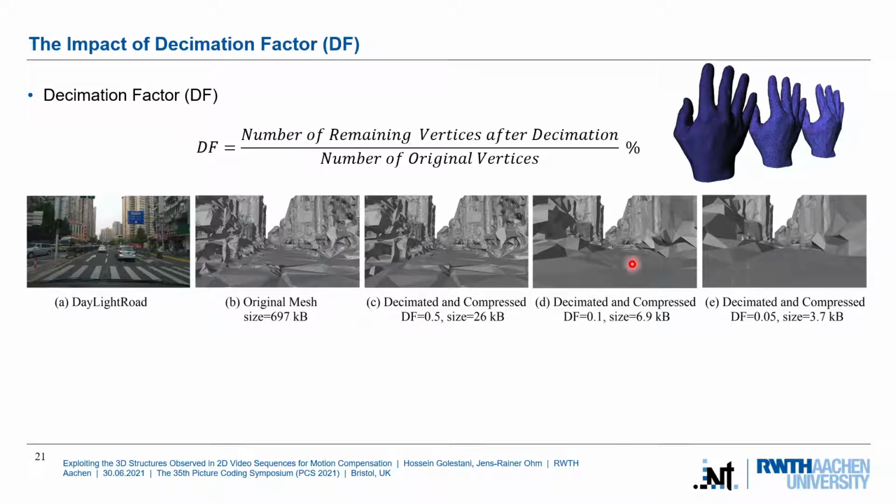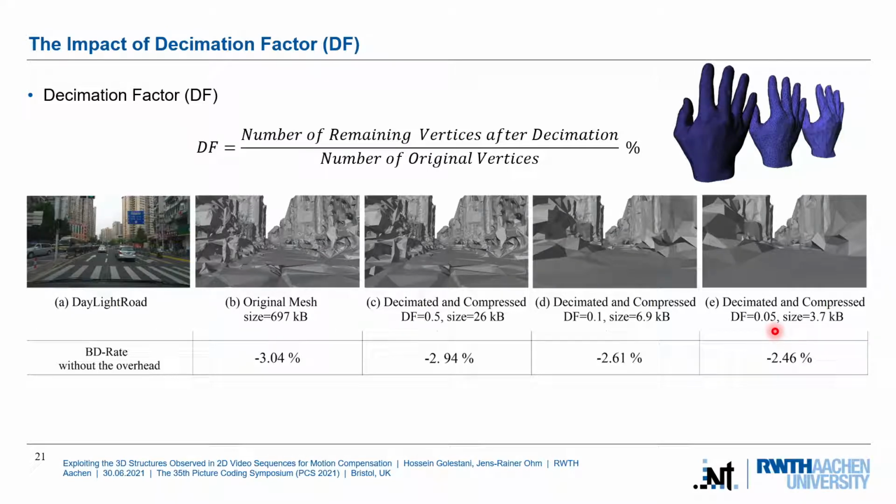It can be seen that lowering the decimation factor, just moving from here to here, causes a lower mesh size, I mean a smaller overhead. However, at the same time, it destroys the details. The big question is how to determine the decimation factor. Which one should be selected: 0.5, 0.1, or 0.05?